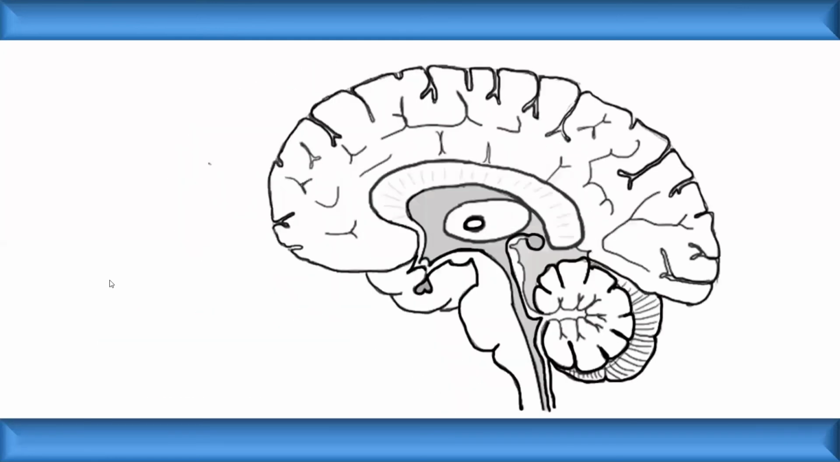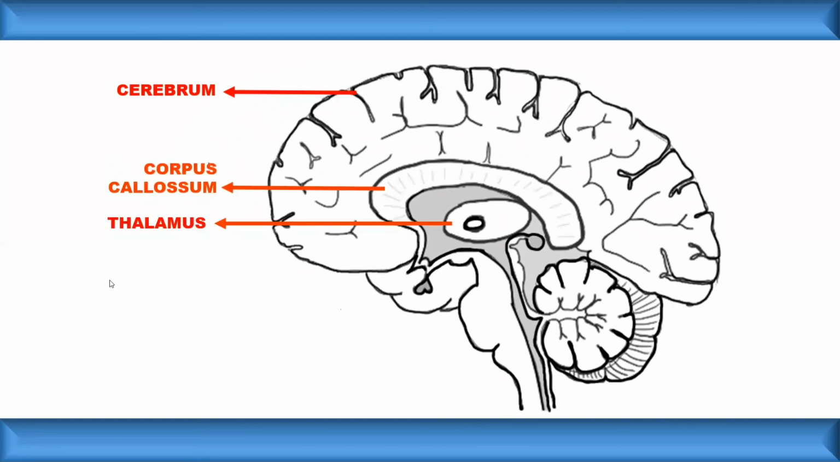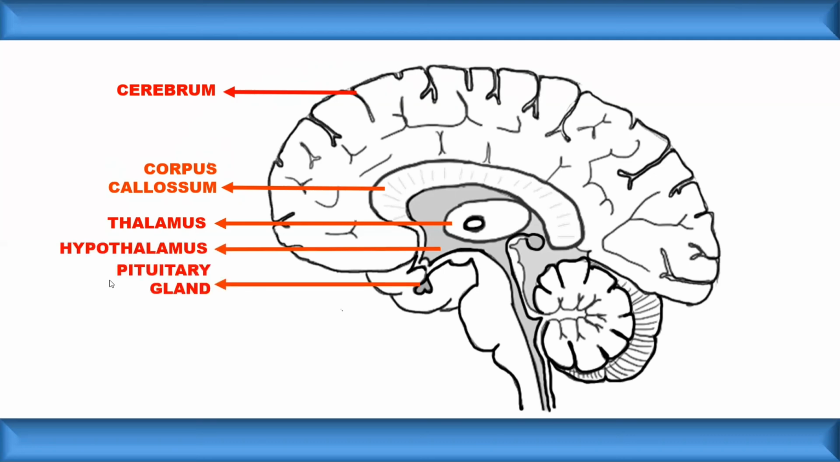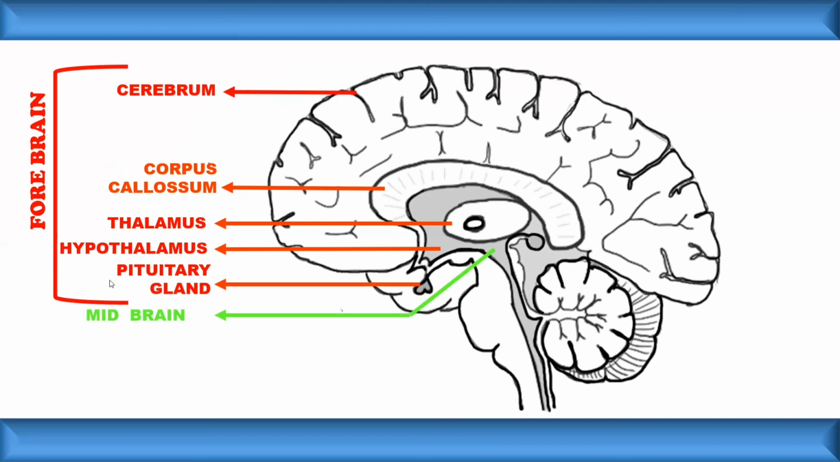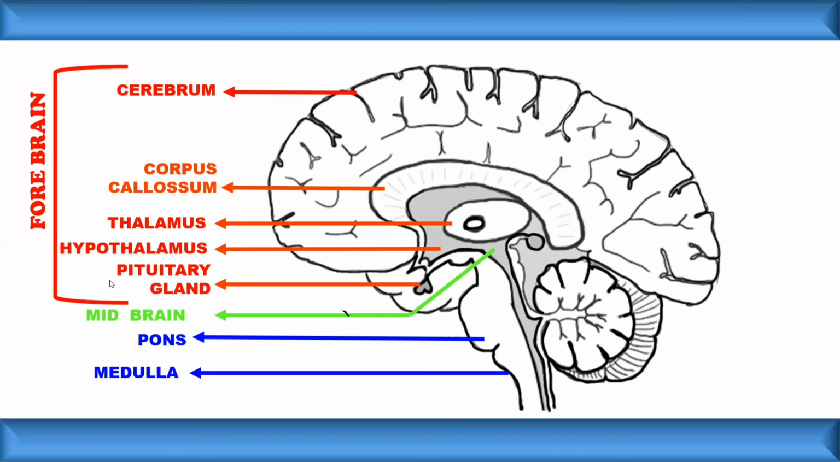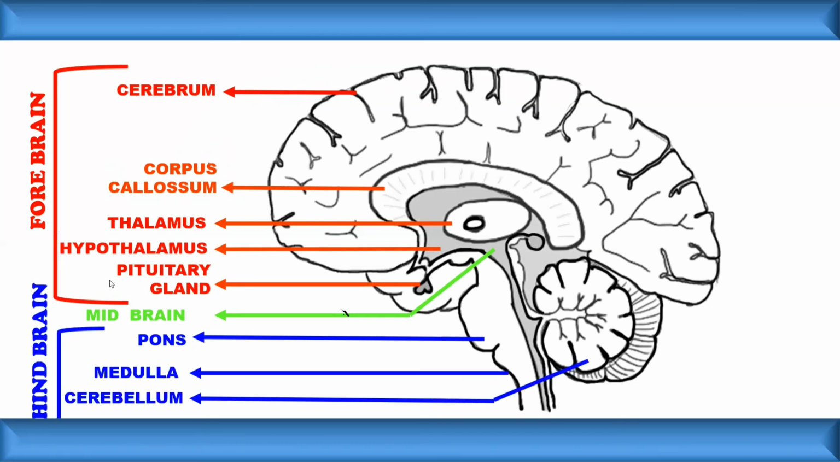Finally is the labeling. Start with the cerebrum, then the corpus callosum, thalamus, and then the hypothalamus. After that, not to forget the pituitary gland. Pineal gland is also a part of this first structure, which is called the forebrain. Next is the midbrain, and following that is the hindbrain comprising pons, medulla and cerebellum.